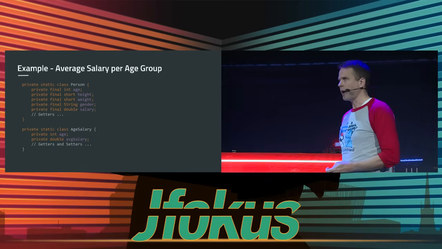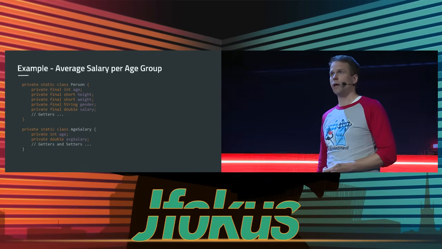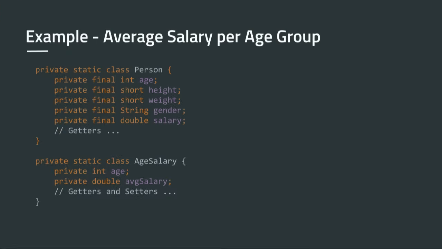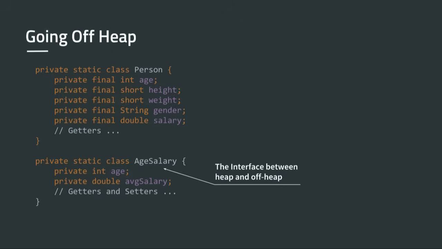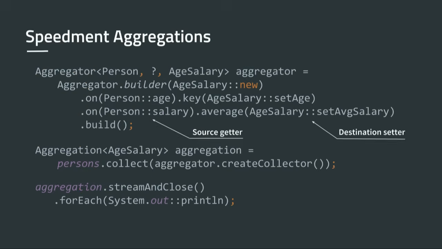So as a simple example, let's say that we have a population of persons and that we want to calculate the average salary per age group. Then our data can be described by this person object that we have on top, and then we have the age salary, which is the result. And then this result constitutes the interface between off-heap and on-heap data. So that is actually what will be materialized on the heap. The other parts will not be.